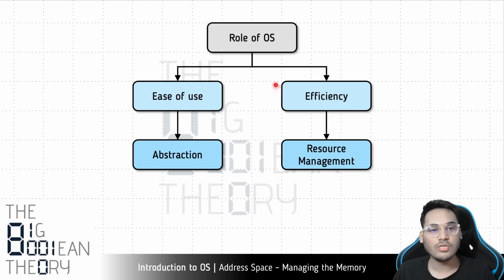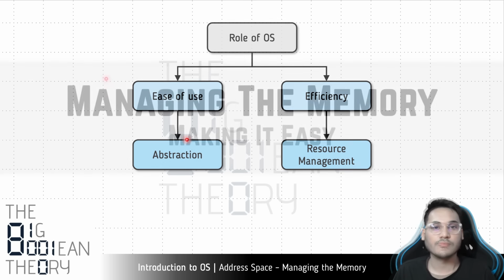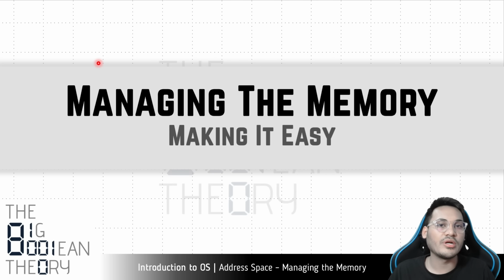And the second duty that the operating system performs is to ensure that the hardware is used efficiently, and that it accomplishes by doing careful resource management. So first of all, let us talk about the first responsibility, that is making any hardware easy to use. Now let us understand what is the abstraction that the operating system provides in the context of memory to make it easy to use. So let us now see how the operating system manages the memory and makes it easy to use.